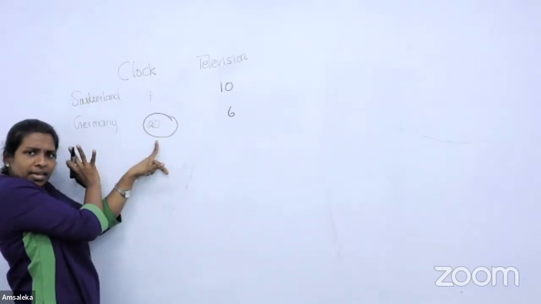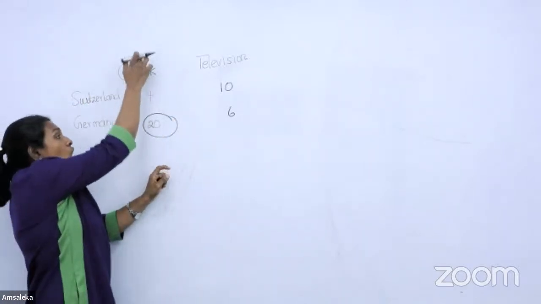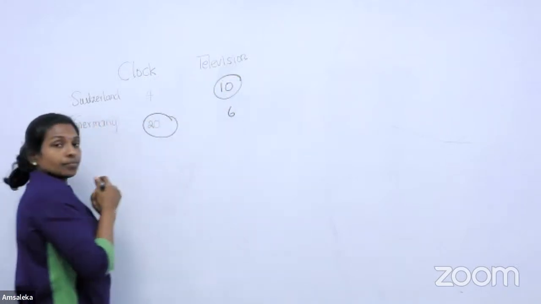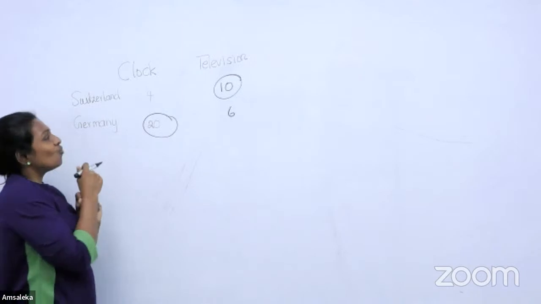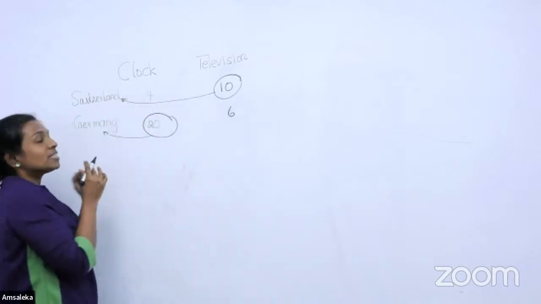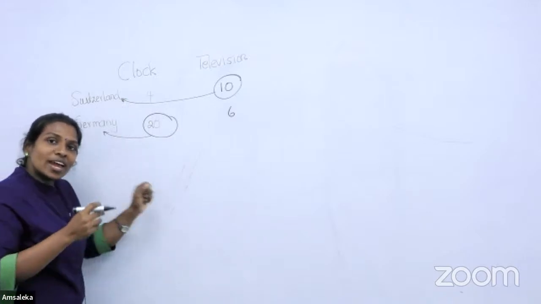Don't worry about the country. Clock, highest answer is 20. Television is 10. Now see what the country is. 20 is for Germany. Television is Switzerland. Now you can write the answer.